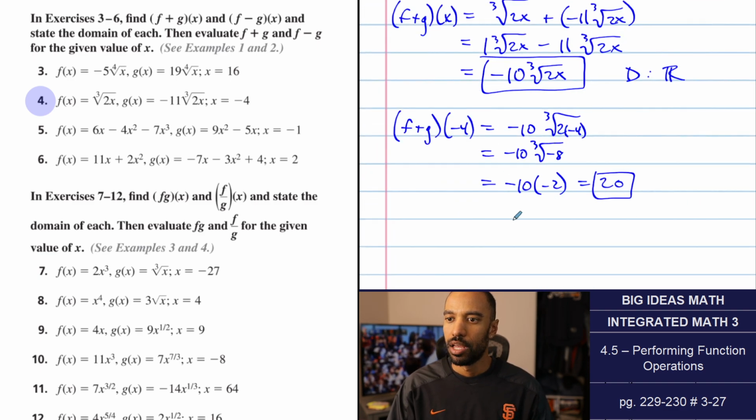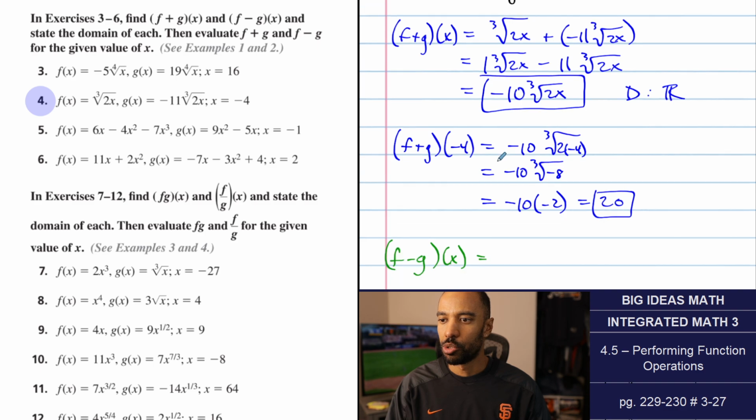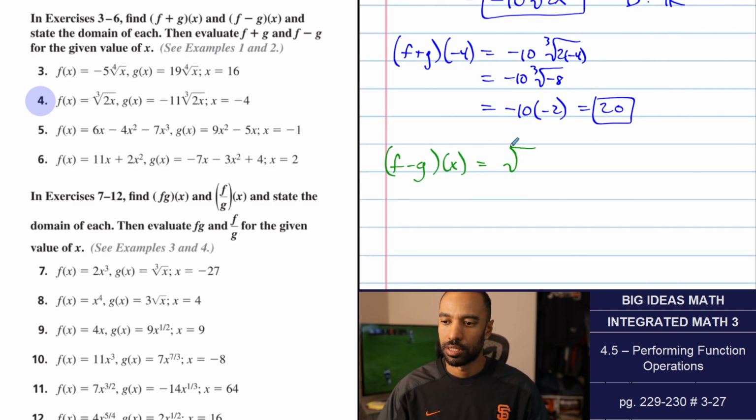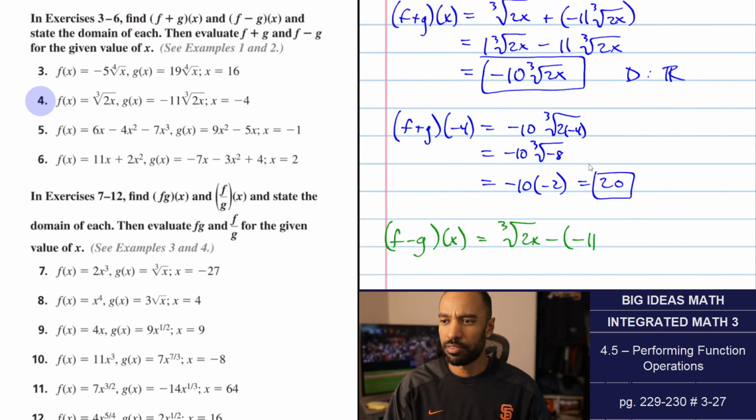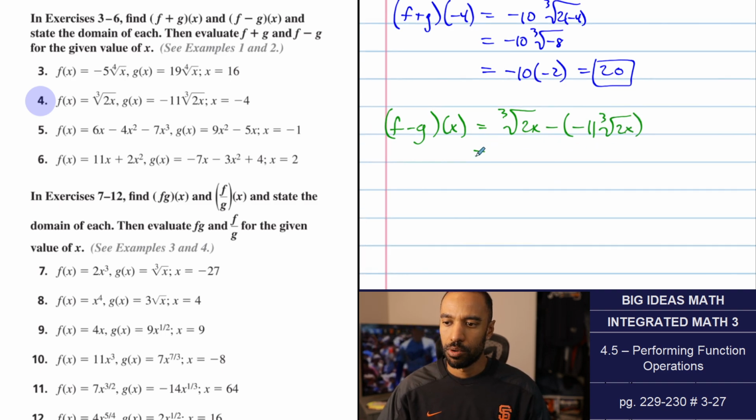I did green last time. Let's use green for f minus g of x, where we have cube root of 2x minus negative 11 times the cube root of 2x. Now this time it'll become addition. Remember, there's a 1 here. 1 times cube root of 2x plus 11 times cube root of 2x. 1 plus 11 equals 12, so you get 12 times the cube root of 2x. Still all real number domain for that problem.